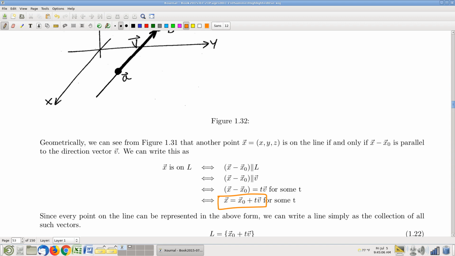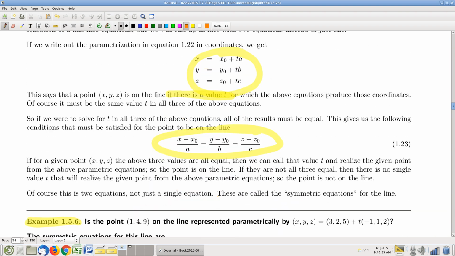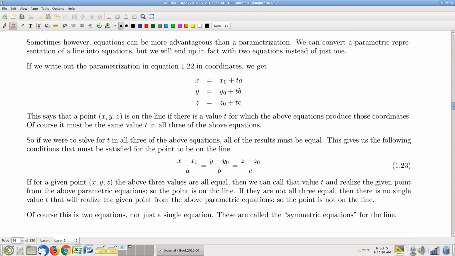So the question I'd like to ask now is, given this point generator, given this parameterization, how would I construct a test to decide if, you come to me with a point x, y, z, is it or is it not on the line? How do I decide? So here's the idea then. Here is the parameterization. Base point x naught, plus t times a vector v. V may have, let's say, coordinates called a, b, c. So this is the parameterization.